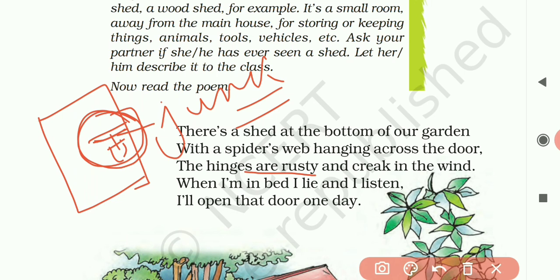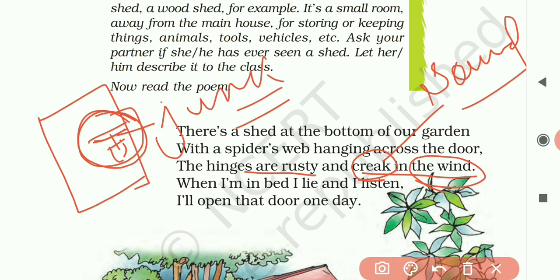That shows that the door has not been opened for many days. Okay, it shows that, इससे ये पता चलता है कि that particular lock has not been opened, or that particular room has not been opened for many days. बहुत दिनों से मतलब उसको खोला नहीं गया. Nobody has opened it. And creak in the wind, what does it mean, how does it behave? When there is a wind that blows nearby, then it produces a sound. Creak refers to a sound. It produces a sound, creak.